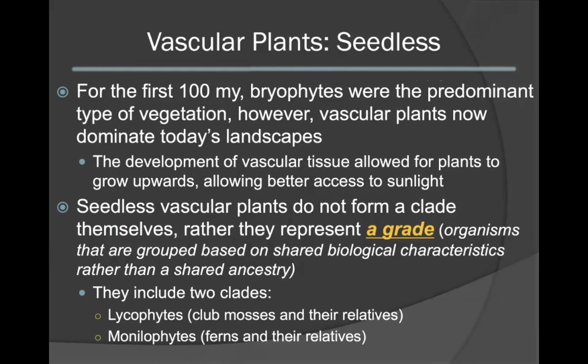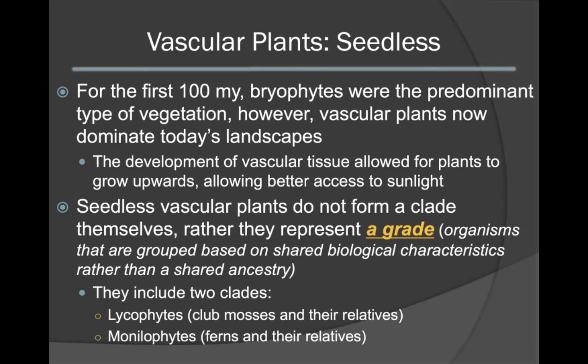The development of vascular tissue was an important adaptation that allowed plants to grow upwards and also allowed them to have better access to light. Seedless vascular plants do not form a clade themselves. Rather, they represent a grade, which is considered to be organisms that are grouped based on shared biological characteristics rather than being grouped on a shared ancestry.